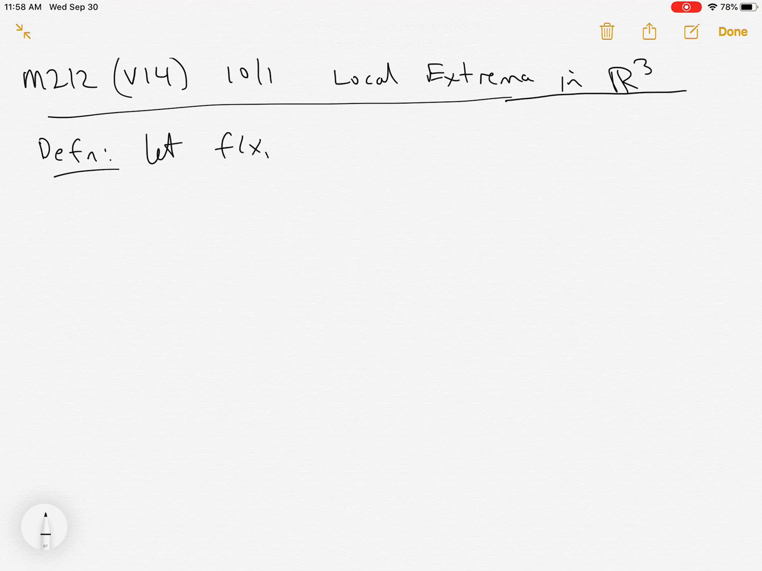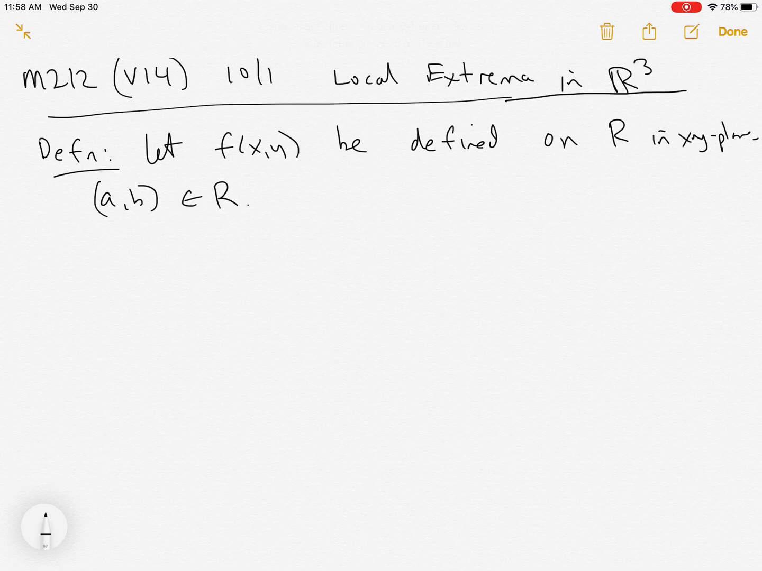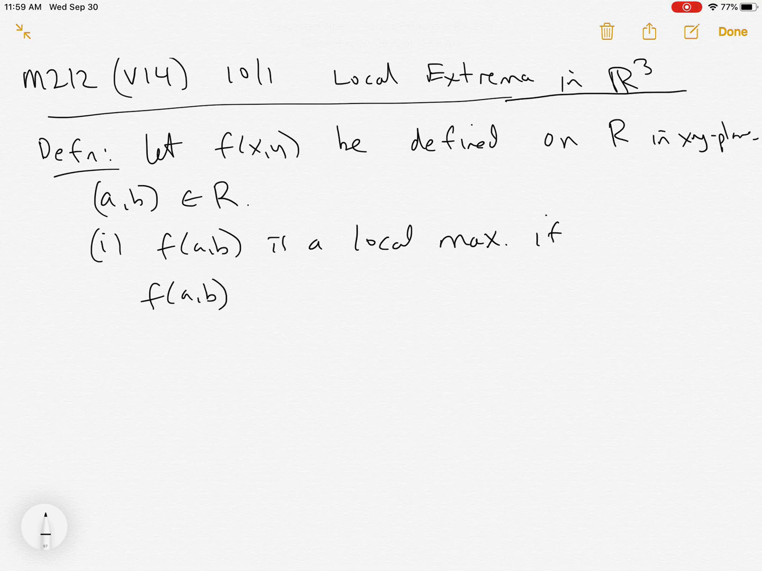Let f of x y be defined on some region R in the xy plane. All right, so this is just the domain. And let (a, b) be some ordered pair in R. So 1. The function value f of (a, b) is a local maximum if the value at (a, b) is bigger than or equal to all the other values nearby.